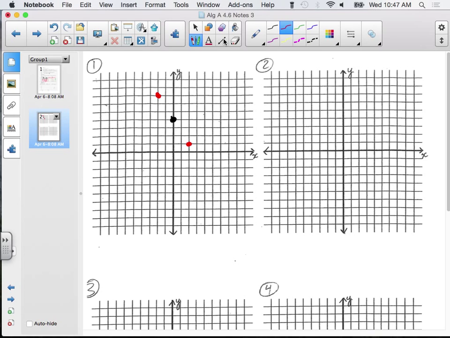Are we done yet? Gotta draw that line. Probably help you guys a lot if you actually have rulers to use them.